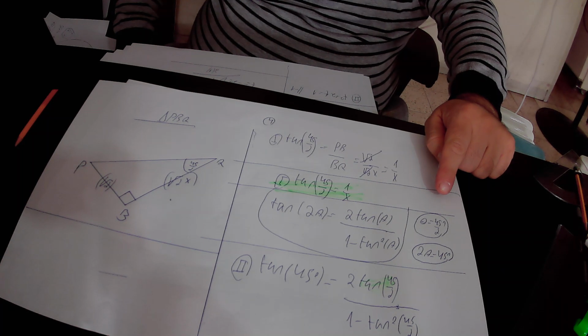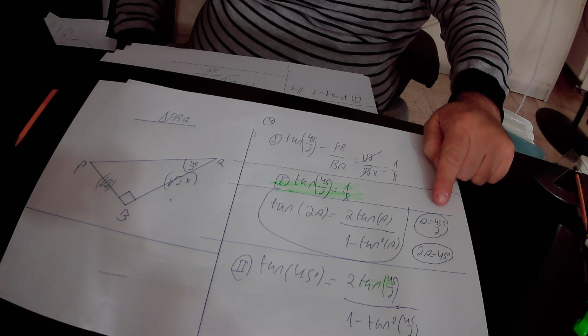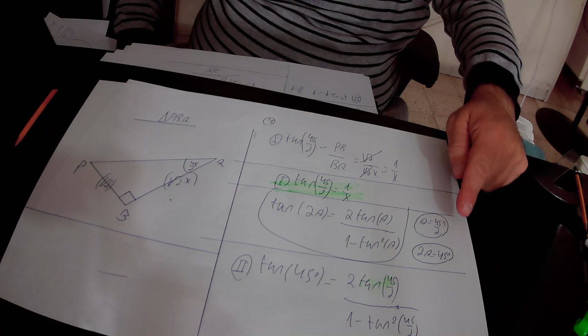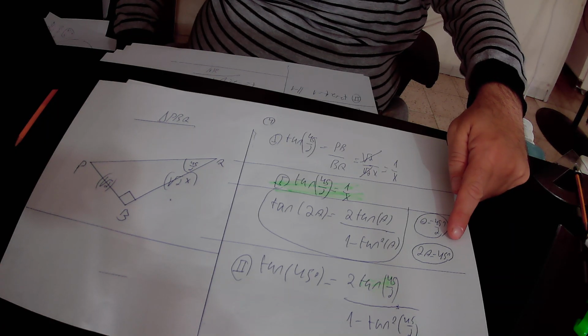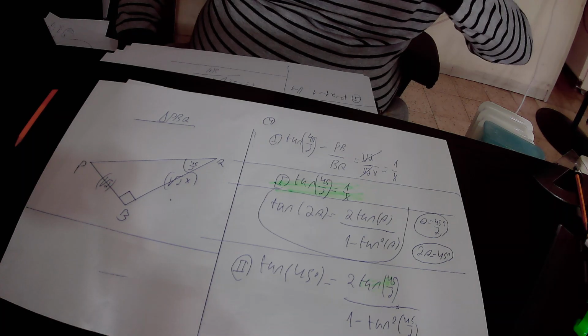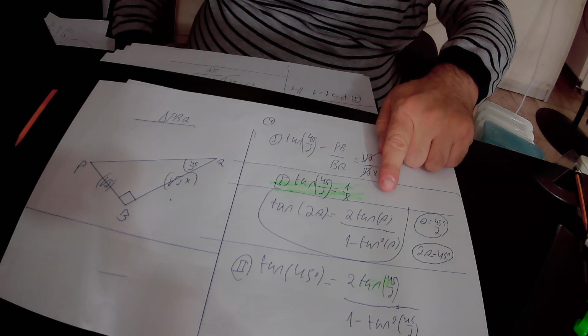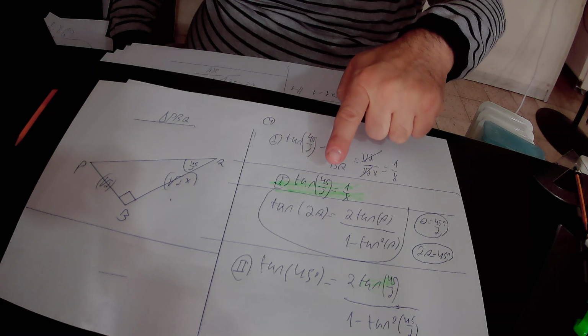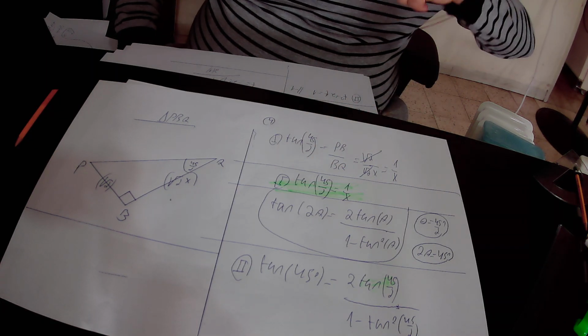Then we defined theta as 45 over 2 degrees. If theta is 45 over 2 degrees, then 2 theta must of course equal 45 degrees. Then we substitute theta in this trigonometric identity by 45 over 2 degrees, and we substitute 2 theta by 45 degrees.